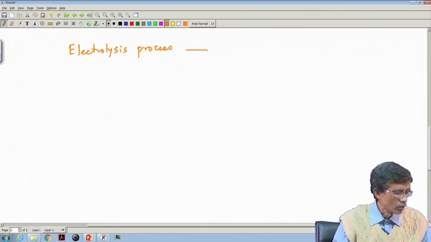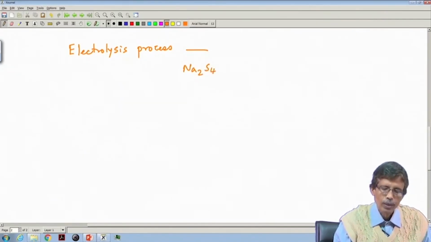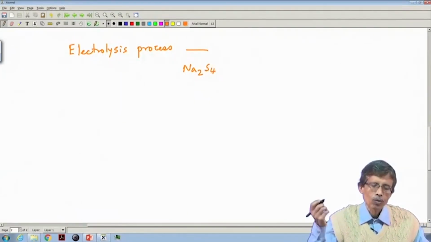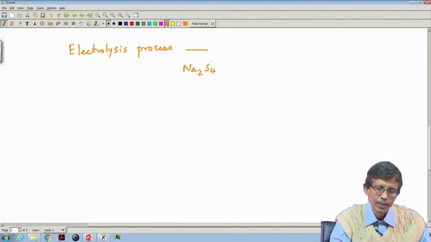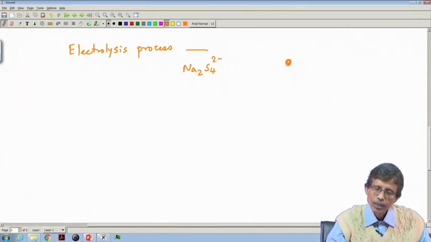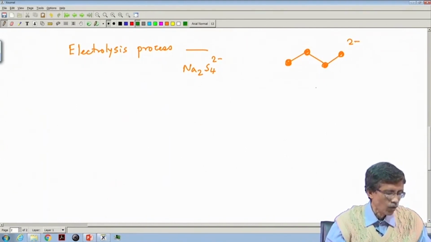In that particular electrolysis process, if we make some new species like Na2S4, what is this? We have seen that we can have sodium sulfide, you can have sodium dithionite. Now we are talking about something which is Na2S4, that means it has a charge of 2 minus. So S4 2 minus, having a charge of 2 minus, is a species which is known as polysulfide.